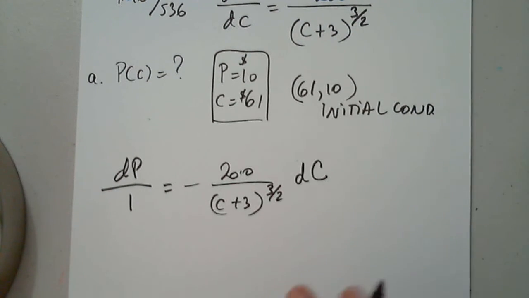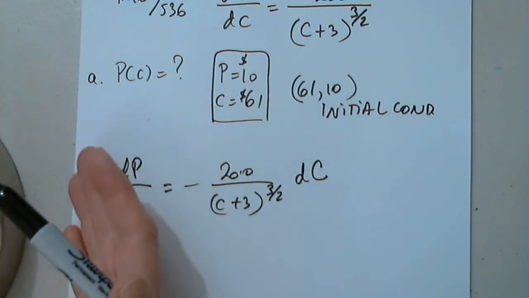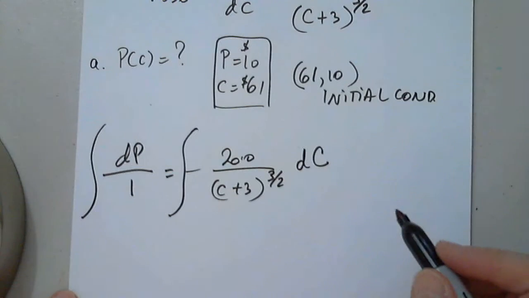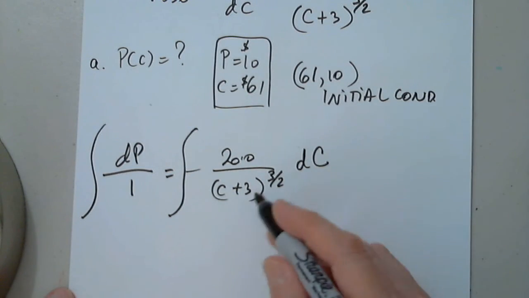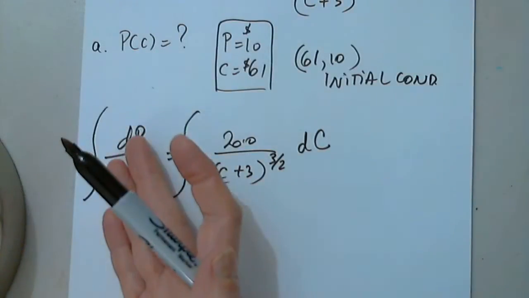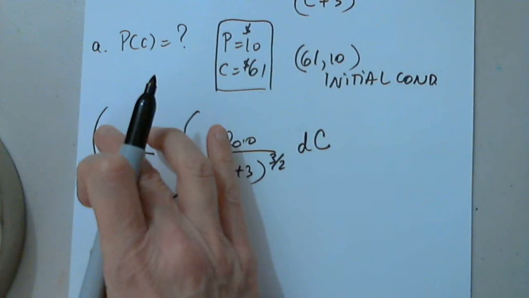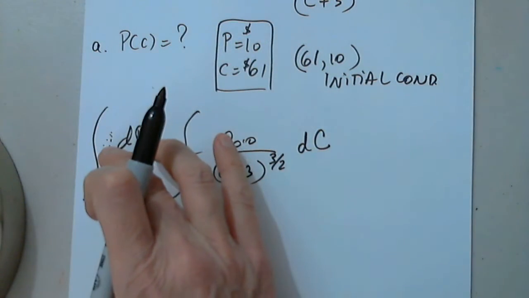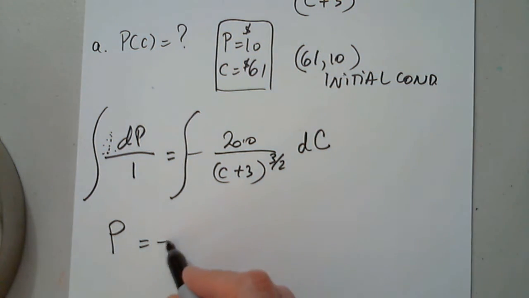Perfect. Now I can integrate, C alone on one side, P alone on the other. I integrate the left, I integrate the right. I'm not going to put a constant C. This time I'm going to use the constant as D, not to be confused with the cost. What function prime is 1? Well, it's P. P prime is 1. Now negative 200 is outside.